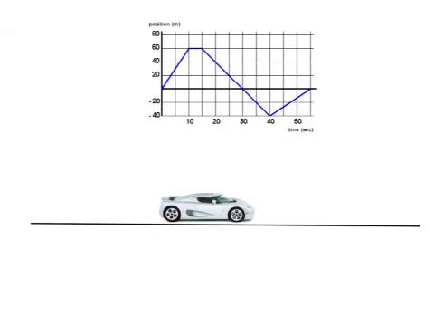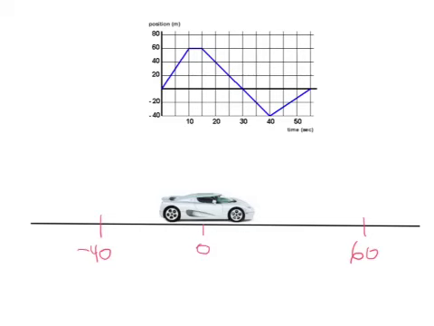Well, say the object that we're looking at then is this car. This object starts at the origin of 0. At some point then it goes to a positive 60 meters. We'll call that out here. And then it also goes to a negative 40 meters. We'll call that out here.